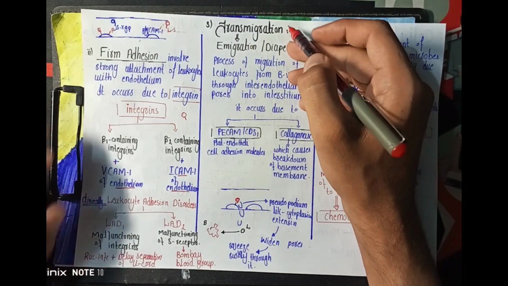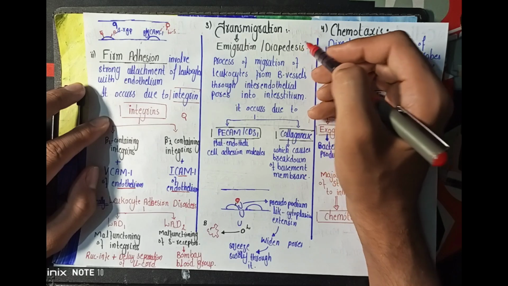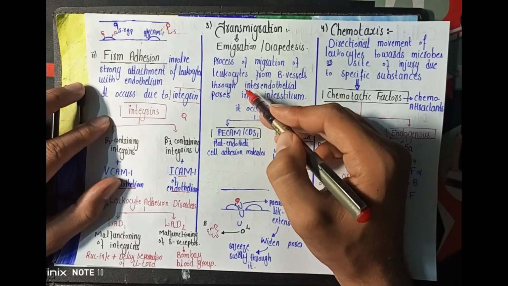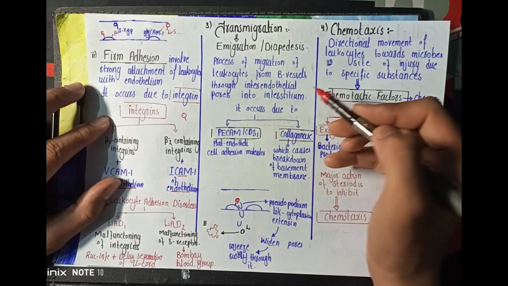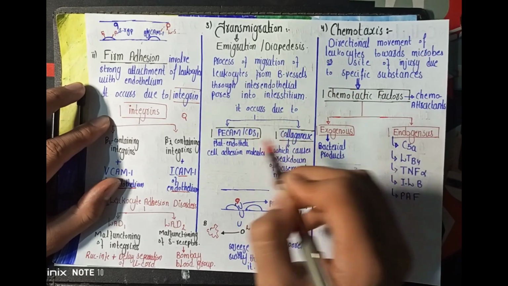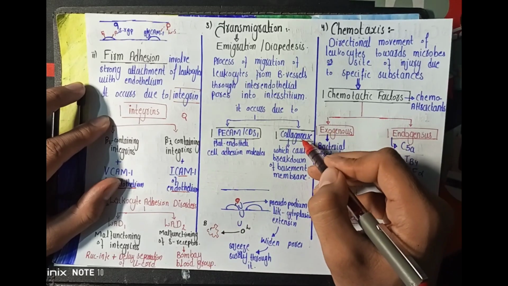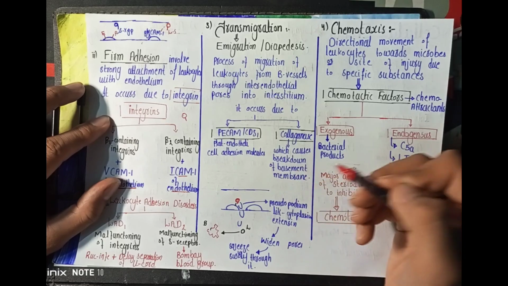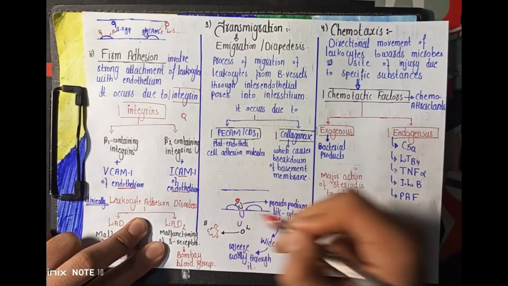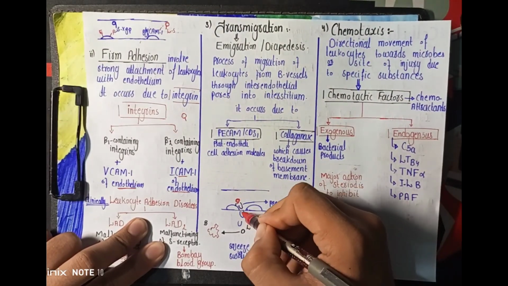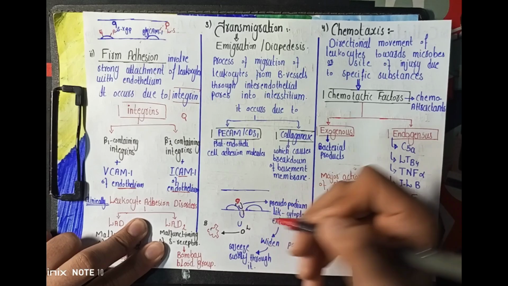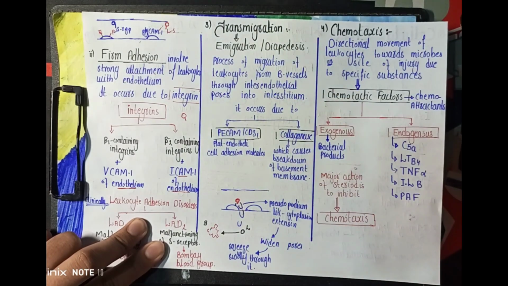The third step is transmigration, which is also known as emigration or diapedesis. In transmigration, there is migration of leukocytes from blood vessels through the endothelial gaps and into the interstitium. Transmigration occurs due to PECAM or CD31 molecule and collagenases. PECAM stands for platelet endothelial cell adhesion molecule, and the collagenases are released from the leukocyte and cause breakdown of the basement membrane. Normally, the leukocyte, after adhesion to the endothelial cell, forms pseudopodium-like cytoplasmic extensions, and these pseudopodia extend through the pores between the endothelial cells, and they squeeze slowly into the interstitium, which is known as the transmigration of the leukocyte.